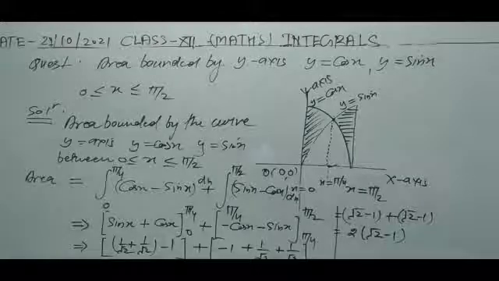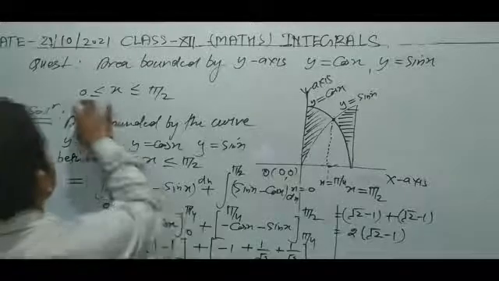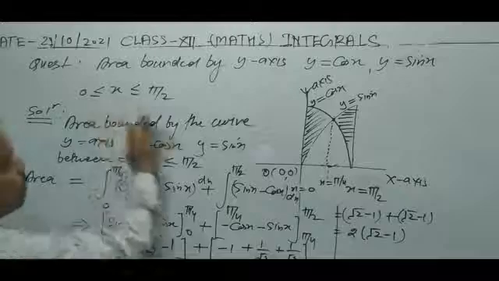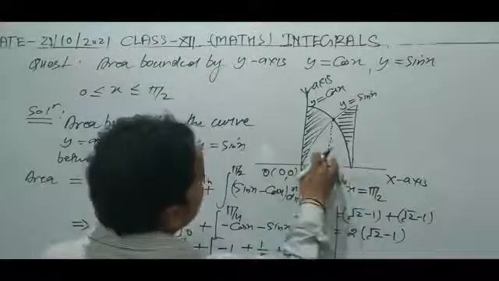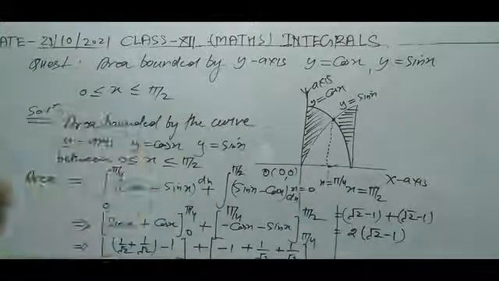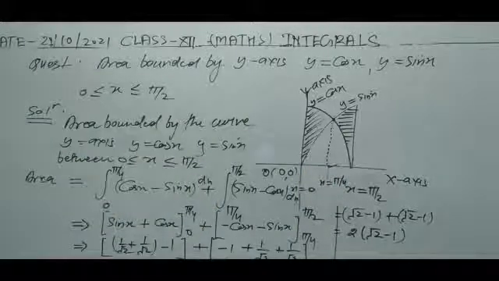But suppose in this question it is mentioned, we have to find out the area bounded by the region from 0 to pi by 4. 0 to pi by 4 means from x is equal to 0 to x is equal to pi by 4. So this area will be half and result will be root 2 minus 1. Now this question is totally completed.